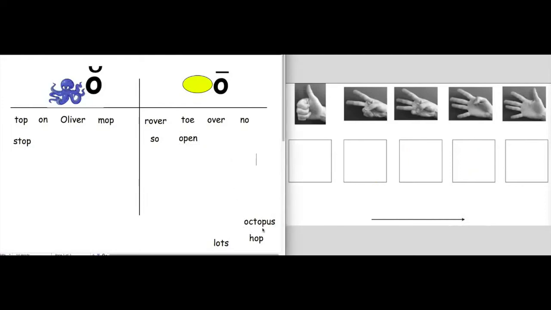Octopus. Look at that. That's an octopus. Short O. Octopus. It's going right here. How funny. Let's move on.